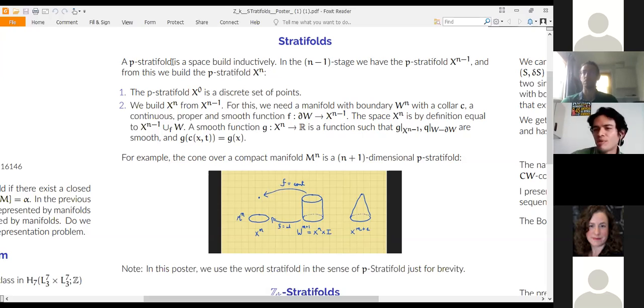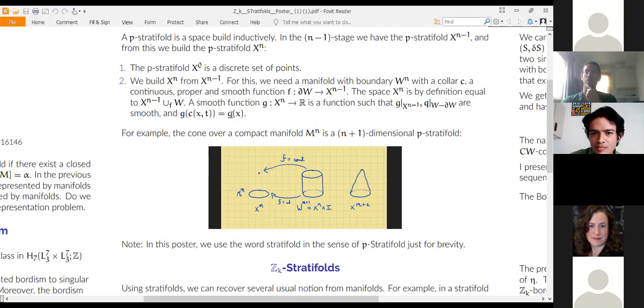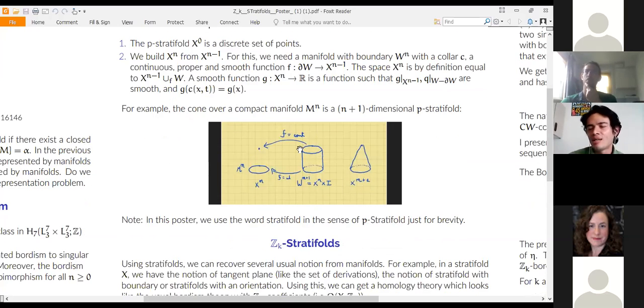Maybe a basic example: a compact-oriented manifold is an example of a P-stratifold. And maybe the first example of an object that is not a manifold is the cone over a manifold. And you can see from this picture how you can build this space. So the cone over a compact manifold is an example of a P-stratifold.